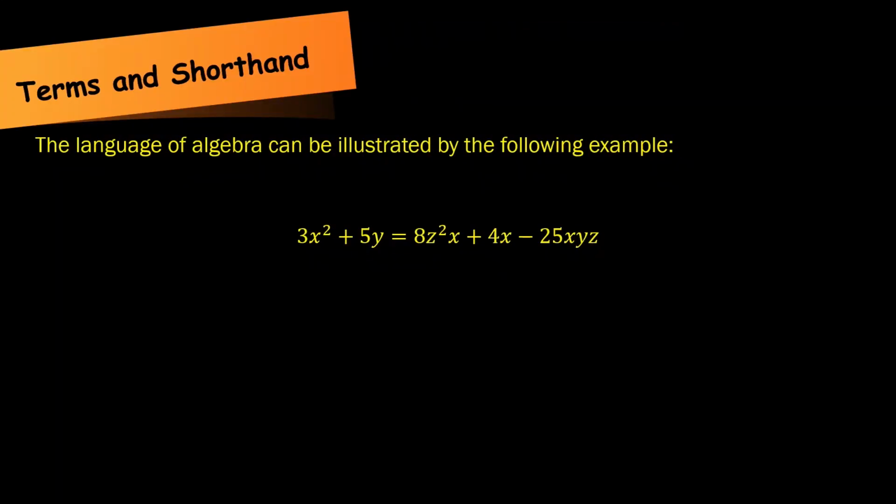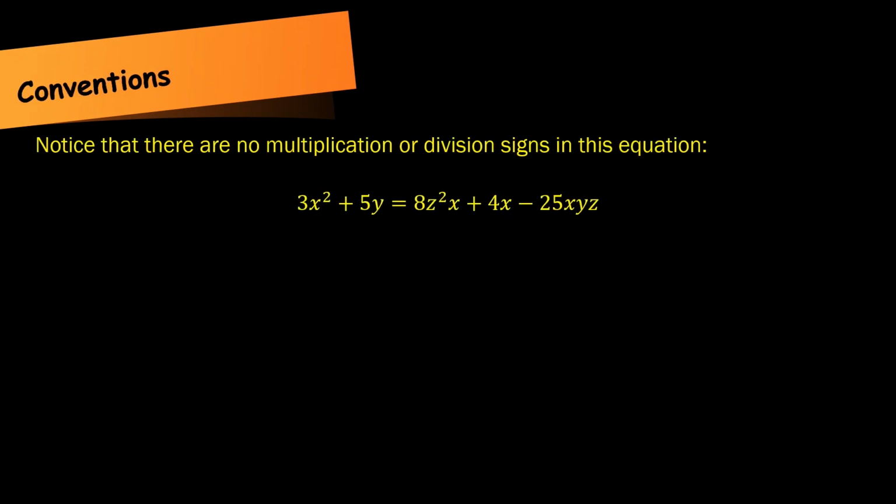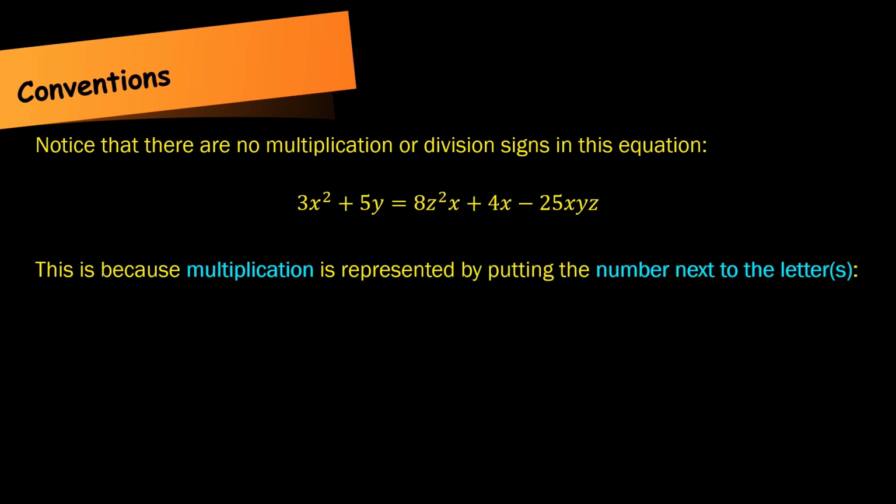The language of algebra can be illustrated by using this example shown on your screen. The letters represent numbers. Remember that the letters could be fixed or variable, but usually, as we mentioned earlier, X, Y and Z will represent variables. Notice that there are no multiplication or division signs in this equation. This is because multiplication is represented by putting the number next to the letter or letters. So 3 times x equals 3x.